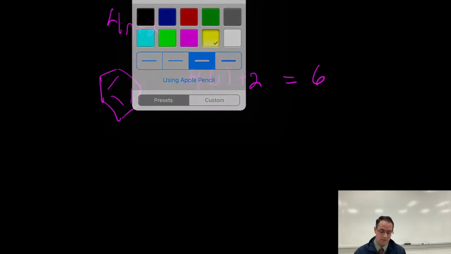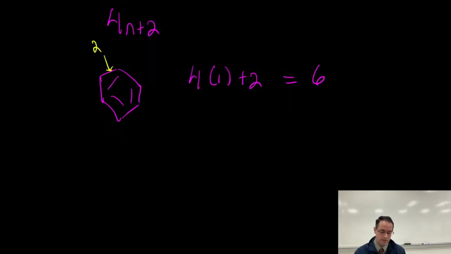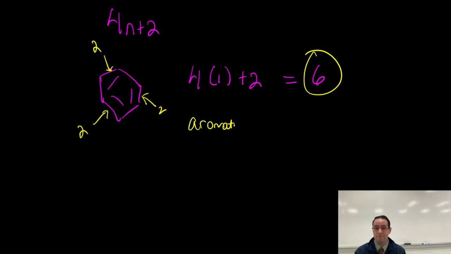4n plus 2, let's look at benzene, okay? 4 times 1 plus 2, right? N can be 0, 1, 2, 3, any whole number. That's 4 plus 2 is 6, okay? And if you add up all the electrons in benzene, each pi bond has 2 electrons, so that's a total of 3 pi bonds, 2 electrons each, that's 6 electrons. So we say benzene is aromatic, okay?